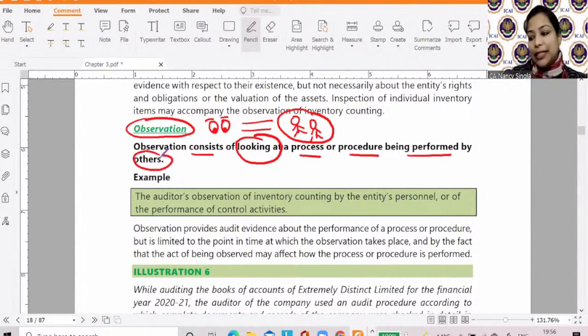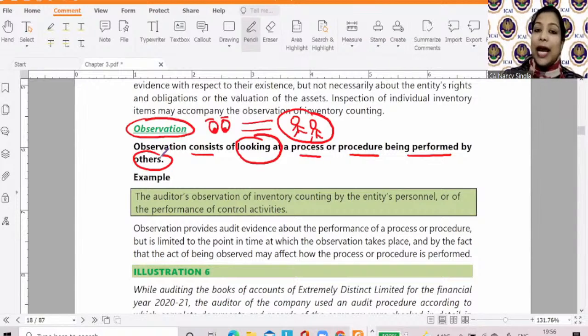Let's take a very common example. I have just explained today itself that how physical inventory count take place. See, management has to include the figure of closing inventory in the financial statement. So it is the responsibility of the management of the client to get the physical inventory counted. But what is the responsibility of the auditor? To attend that physical inventory count. Now, when the auditor is attending that physical inventory count, auditor is observing the work, the physical inventory count which has been performed by what? The employees of the client, the personnel of the client. Okay? So this is observation.